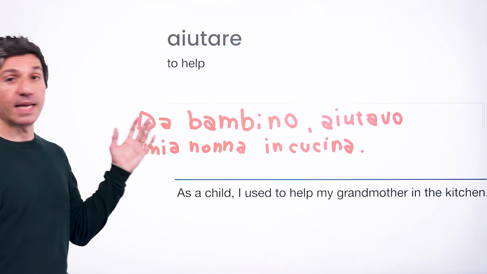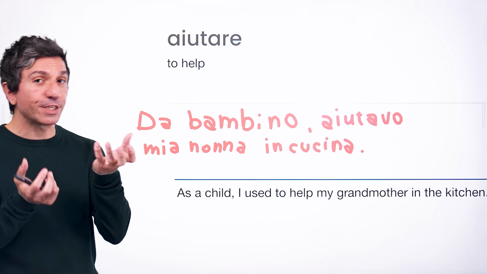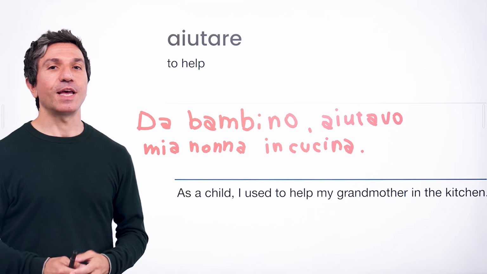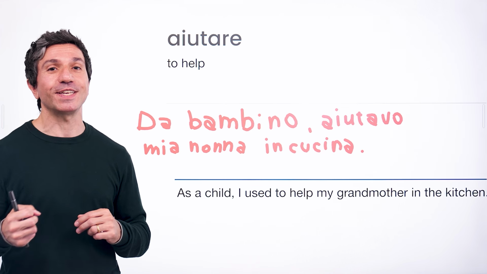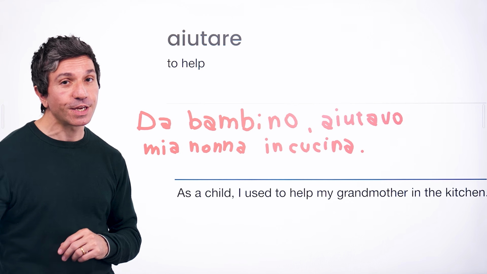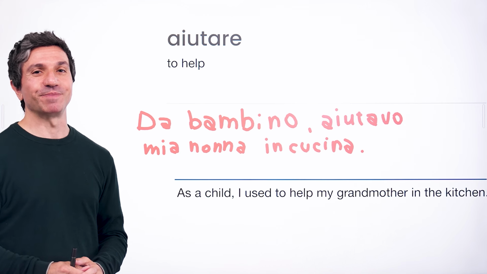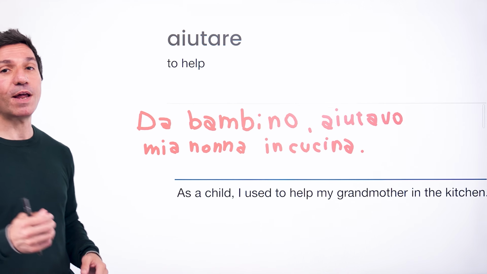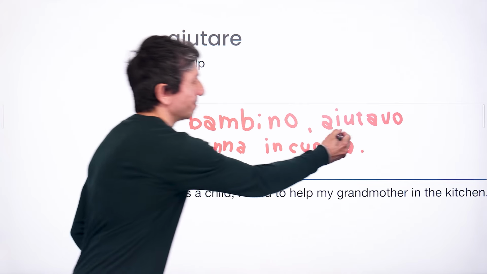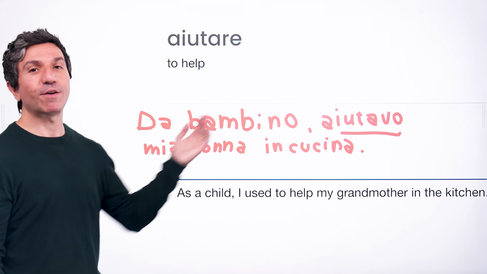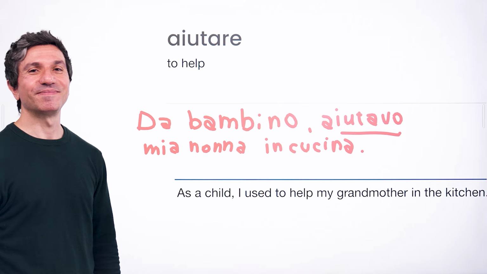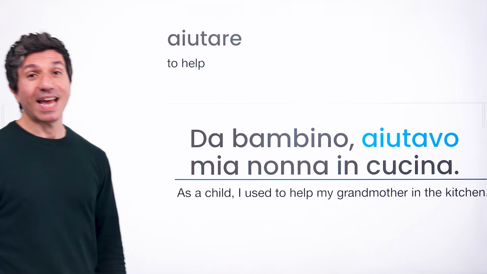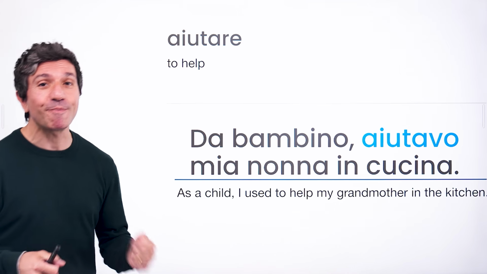The pattern da plus noun or adjective, comma, imperfect sentence is used here because we are describing someone's status in the past, being a child, followed by a habitual action. Aiutavo is the imperfect tense used for regular or repeated past actions. Da bambino aiutavo mia nonna in cucina. As a child, I used to help my grandmother in the kitchen.